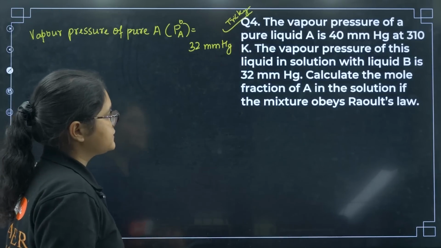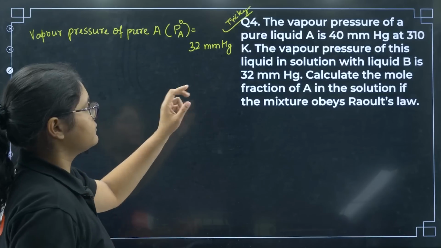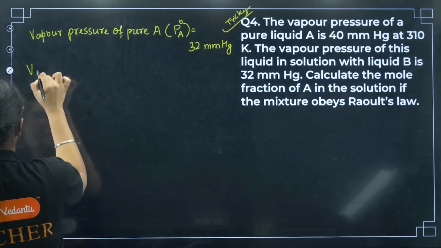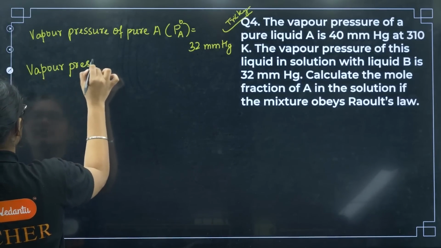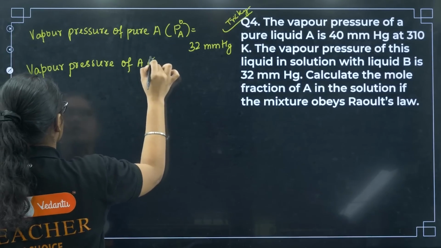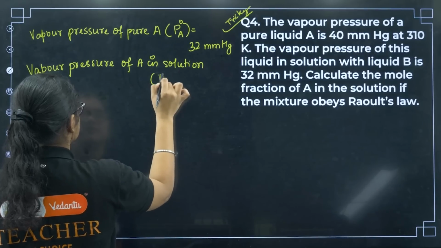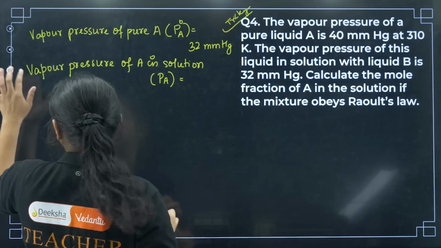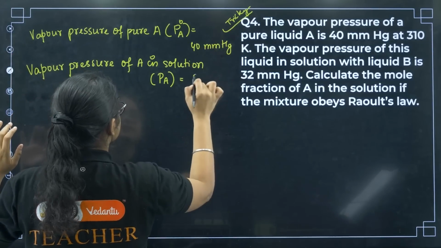Clear? Next, calculate. Okay, one more thing, the vapor pressure of this liquid in the solution with liquid B. So, I can write vapor pressure of A in the solution, right. So, I can represent it as PA, that is equal to, okay, sorry, this is 40, this is 32.